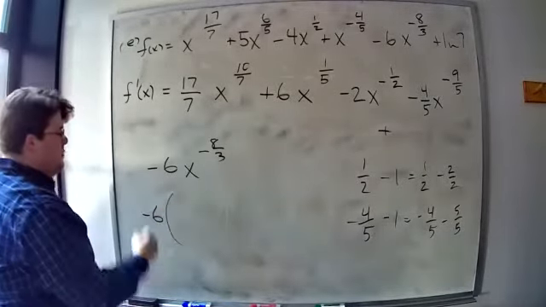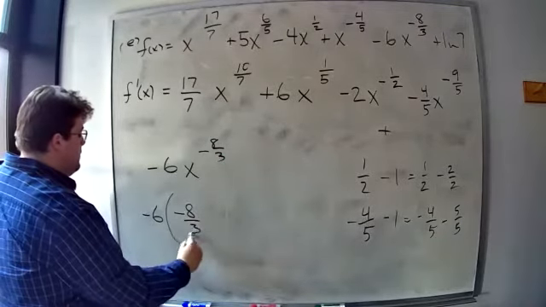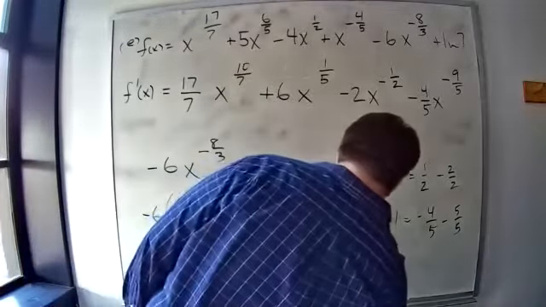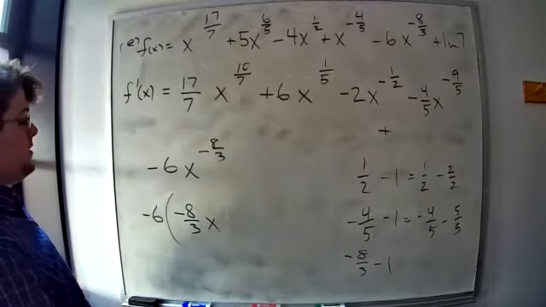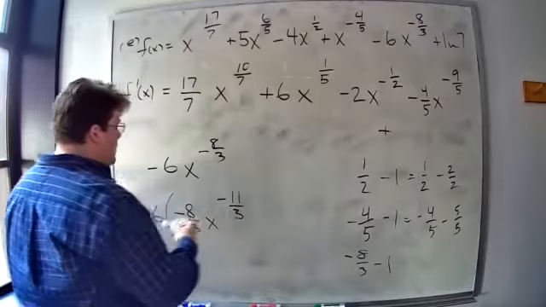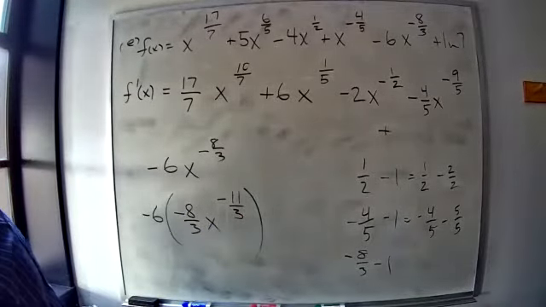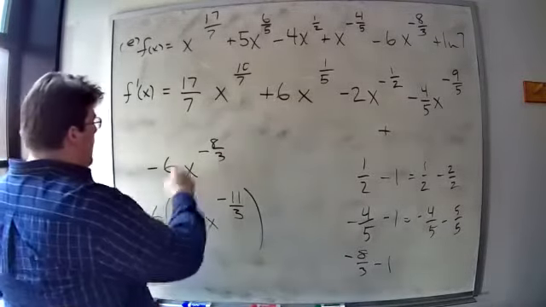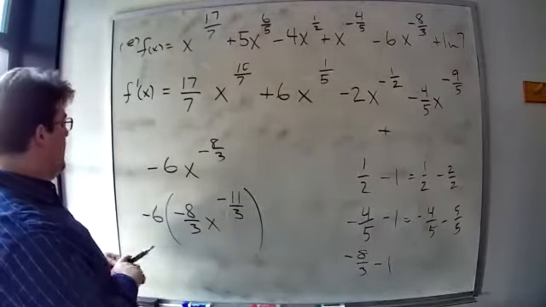Negative 6, and then we have a power rule on x to the negative 8/3. So we have negative 8/3, x to the negative 8/3 minus 1. Negative 8/3 minus 1, negative 8/3 minus 3/3. Negative 8 minus 3 is negative 11. So on that, negative 6x to the negative 8/3, negative 6 carries through. Power rule on x to the negative 8/3 gives us negative 8/3 x to the negative 11/3.